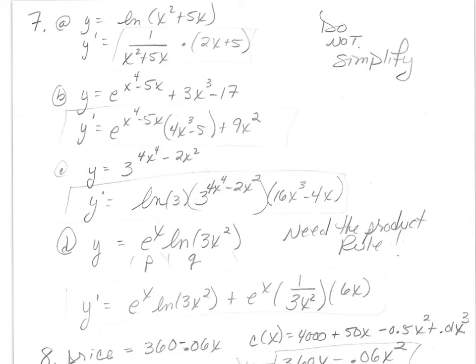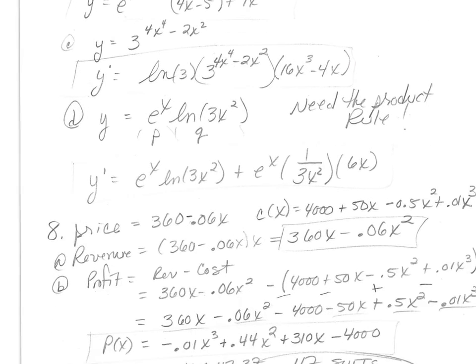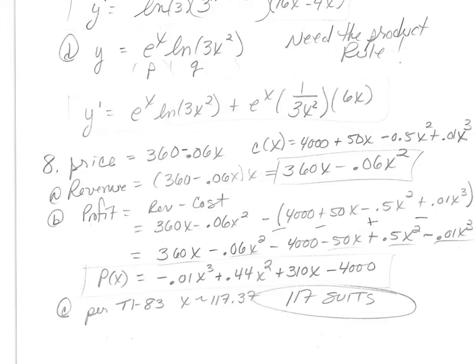And for the next one, D, we've got a product here, so you're going to have to use the product rule. So we take the derivative of the first times the second, plus the first times the derivative of the second. It's a logarithm, so 1 over what's inside, chain rule out the derivative of what's inside.